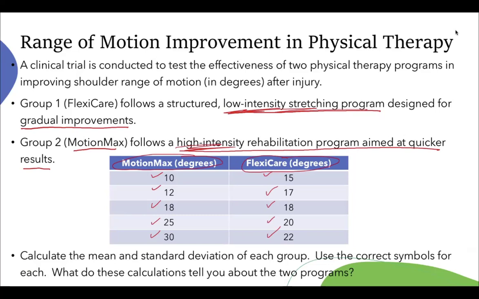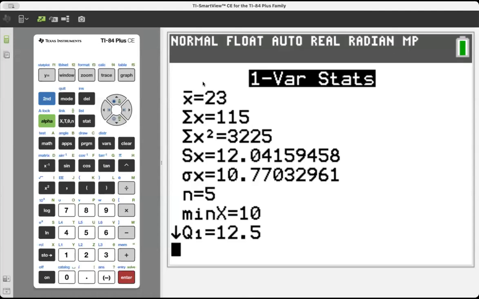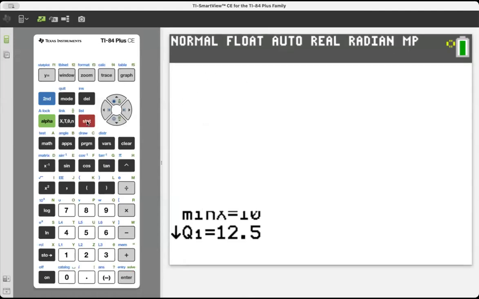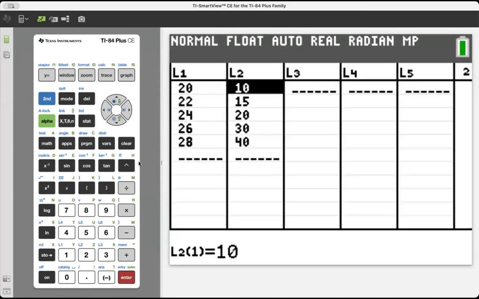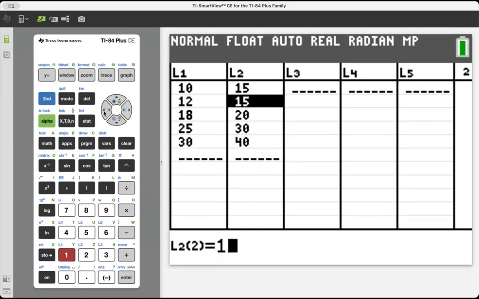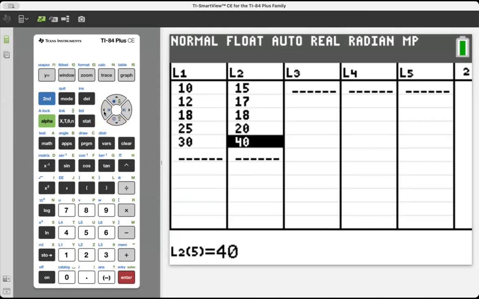So let me just put this here. I'm going to put X bar and S for the mean and standard deviation on the slideshow as I find them from the calculator. Okay, so let's go and put in, I'm going to overwrite L1 and L2 with these 5 new values for Motion Max and Flexicare. So Motion Max: 10, 12, 18, 25, 30, and Flexicare: 15, 17, 18, 20, 22.